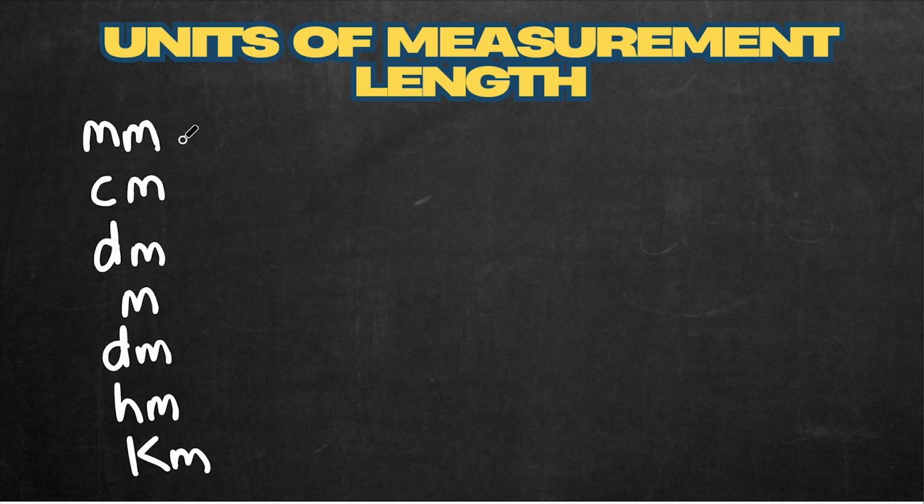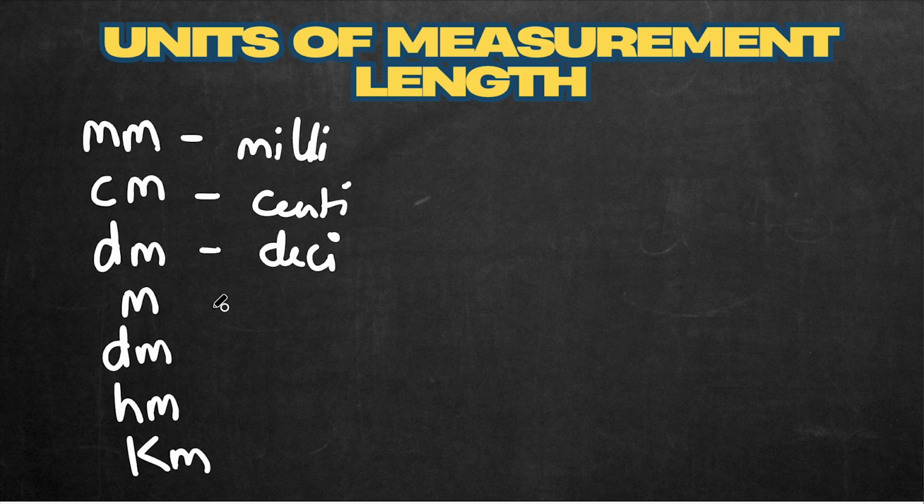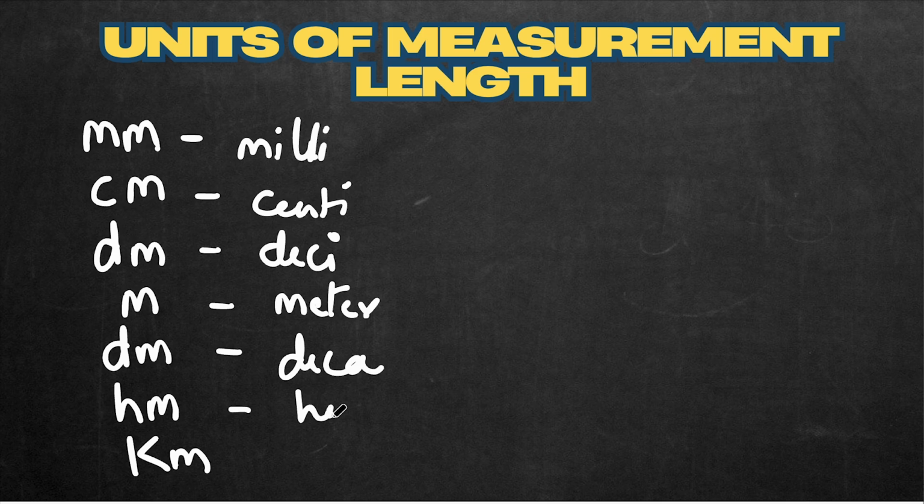So this one is a millimeter. This one is a centimeter. This one is a decimeter. Then comes the standard unit of measurement, which is meter. This is the SI unit, right? And then comes decameter, then hectometer, and then kilometer, right?